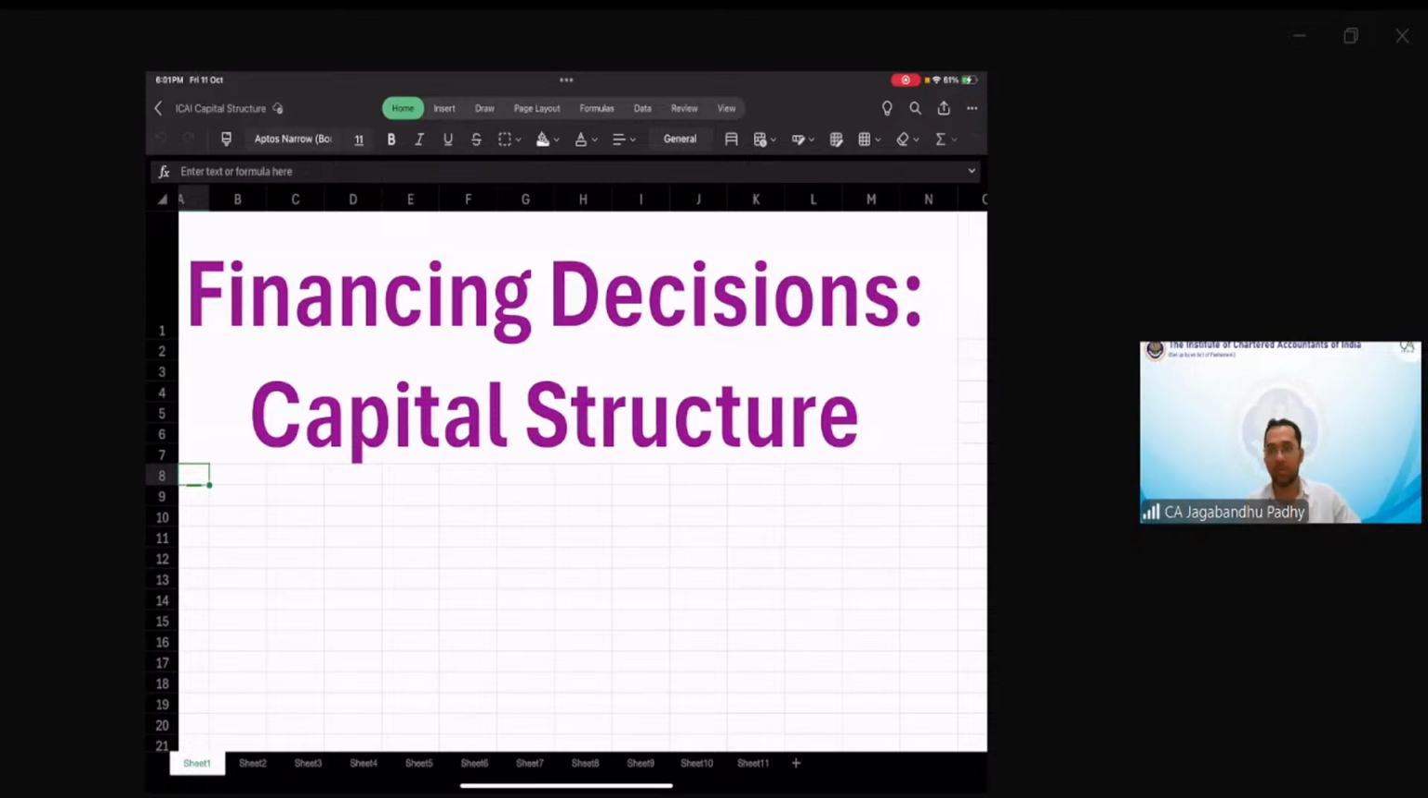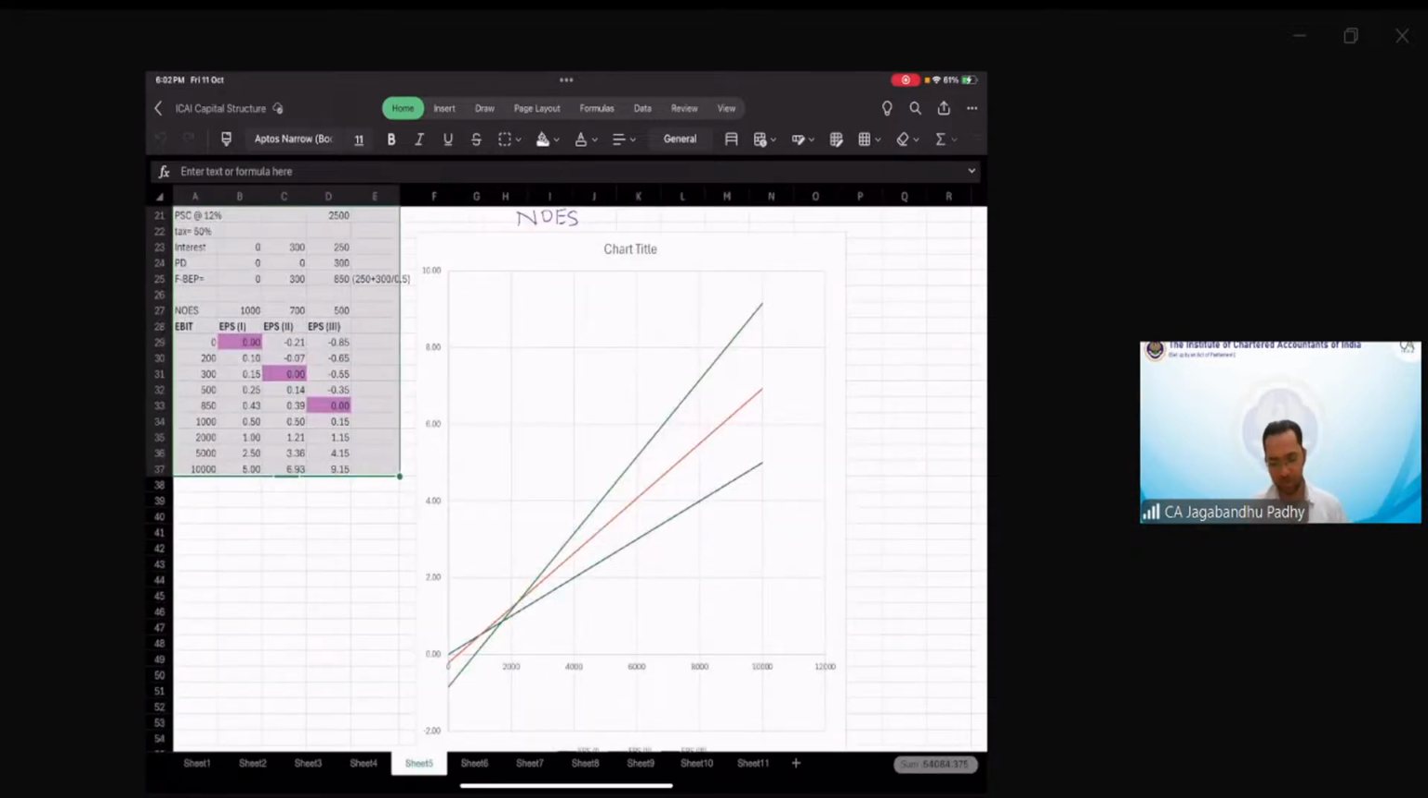So happy Dashera to all. We are in the chapter of financing decisions, capital structure. I think we have already covered the capital structure part. The initial phase was regarding how to select a typical capital structure with an objective of shareholders' wealth maximization. And then we also looked for the break-even point, something called the indifference point. I have tried my level best to make you visualize them.